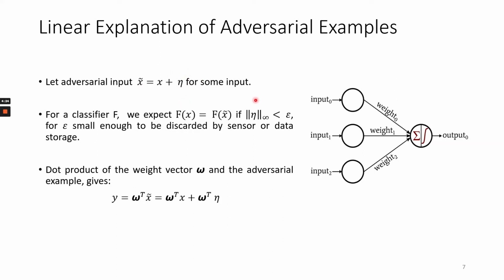We basically do it in such a way that the maximum absolute value amongst all the values in the perturbation is smaller than a certain threshold epsilon, such that the sensors and the data storage can discard them. In other words, we can also say that the L infinity norm of the perturbation should be smaller than a certain threshold. If that is the case, we can expect that if we have a classifier F, we will have the same output for the original input and the perturbed input.